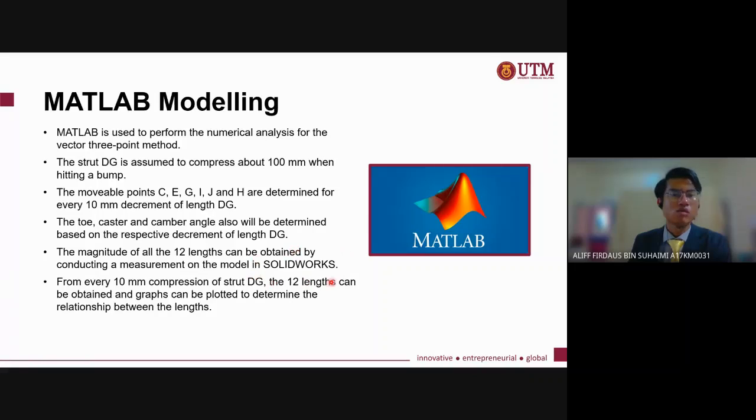So I will conduct a measurement in SolidWorks so that I can get the initial values. From every 10 mm compression of strut DG, the 12 lengths can be obtained and graphs can be plotted to determine the relationship between the lengths.